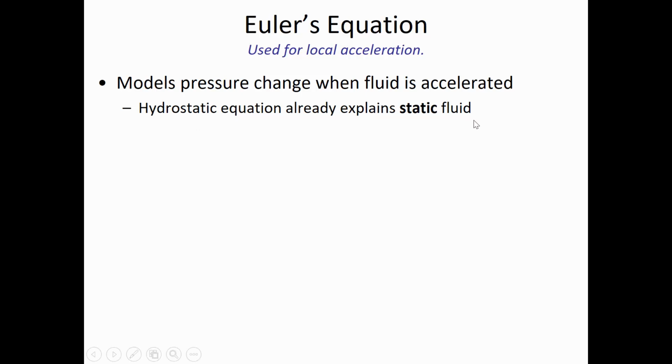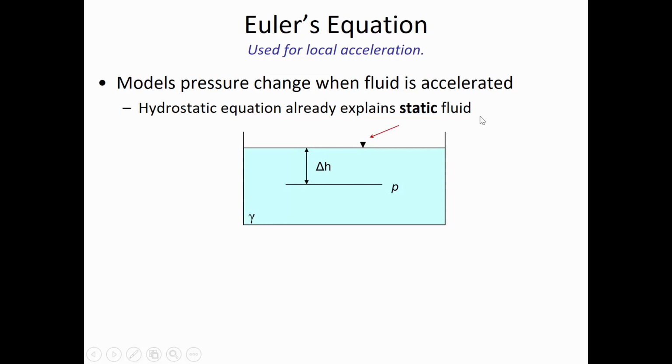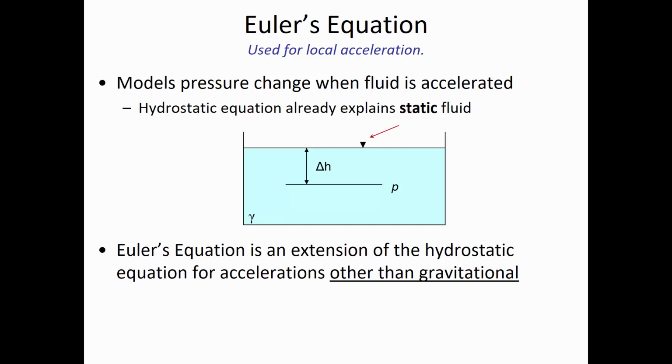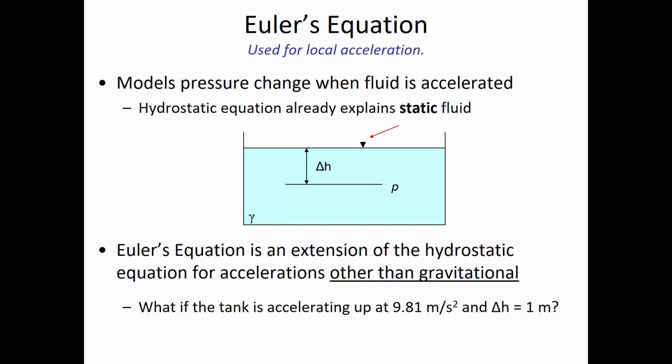The hydrostatic equation is what we use to define pressure changes due to just going down through depth. And the hydrostatic equation already has an acceleration built into it: the idea of gravitational acceleration. Euler's equation is what we can apply when there's any other acceleration besides gravitational. In fact, it incorporates gravitational acceleration into Euler's. It's got both.